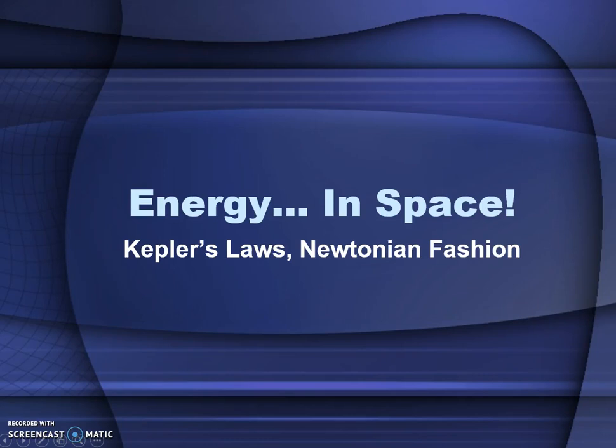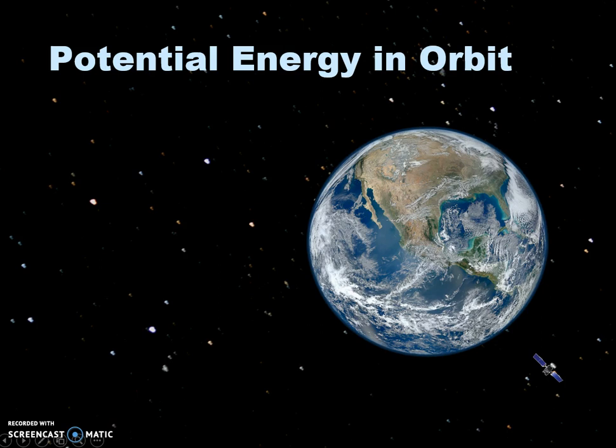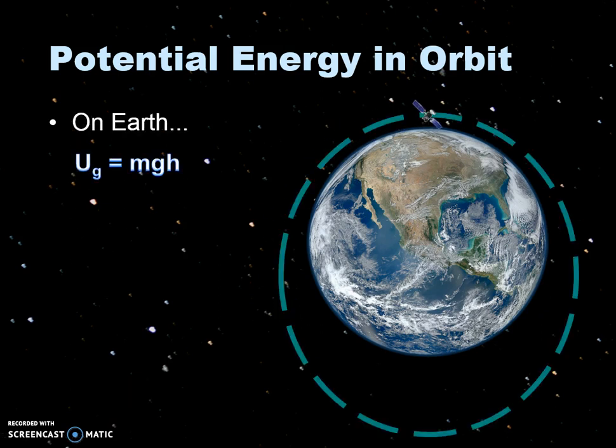Conservation of energy in space, aka Kepler's laws, done Newtonian fashion. Let's take a look at the potential energy of a satellite in orbit around something. On Earth, we used mgh to measure potential energy, where h was our height above some surface somewhere. Could be the third floor, could be the second floor, could be the ground, could be underground.